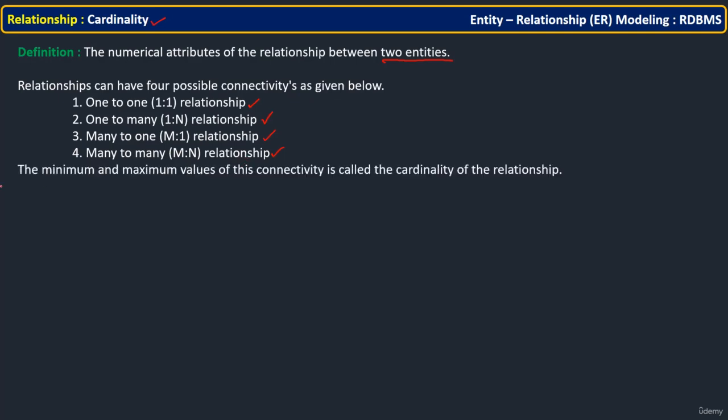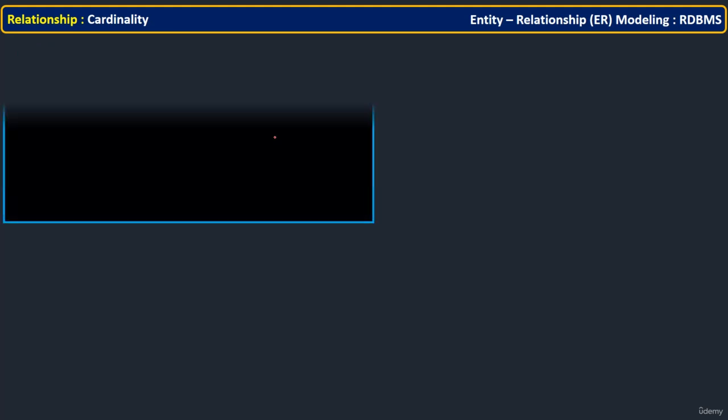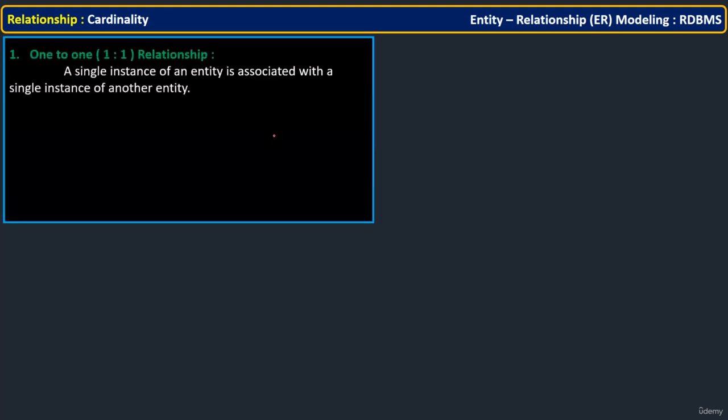Here we are talking about the minimum and maximum values of the connectivities, which is called the cardinality of a relationship. We will get more clarity with examples. First of all, let us try to understand these four. The first one is the one-to-one relationship, where a single instance of an entity is associated with a single instance of another entity.